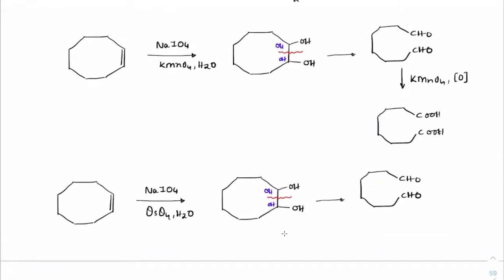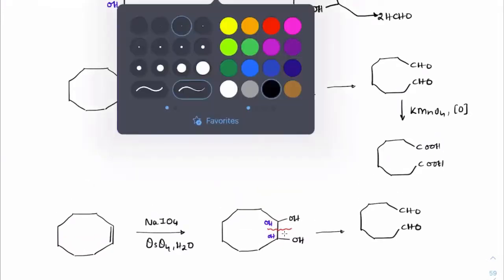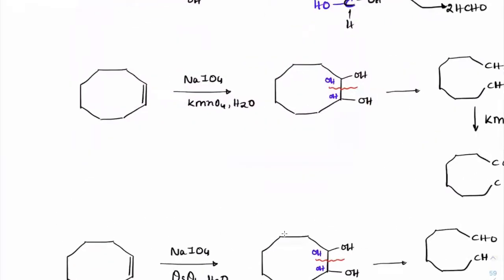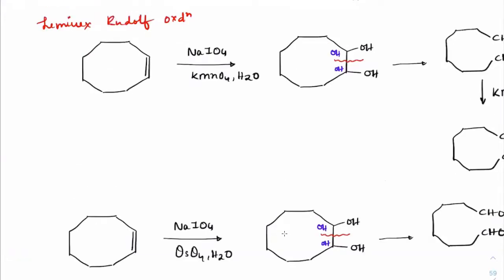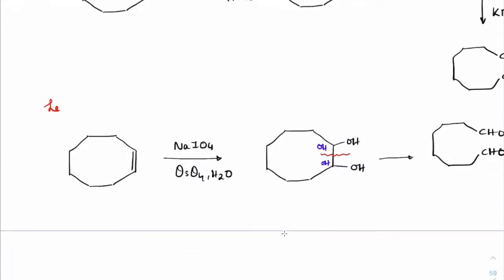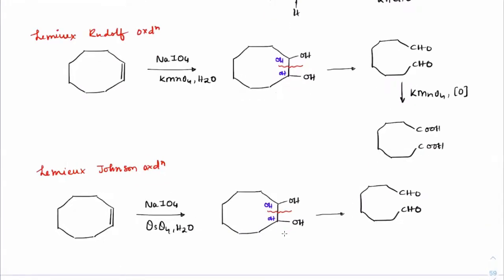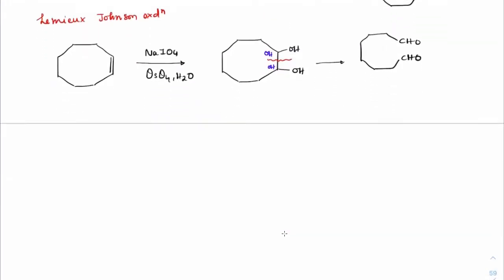Got it? So these are two name reactions which are typically asked. One is the Lemieux-Rudolph oxidation, and this is the Lemieux-Johnson oxidation. Lemieux-Rudolph and Lemieux-Johnson oxidation. Now, the next topic is a very, very important topic.